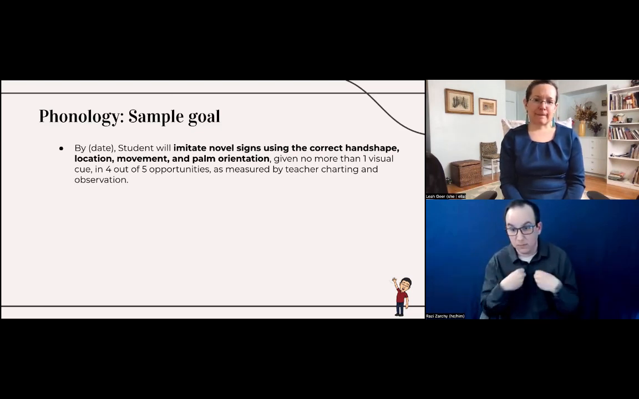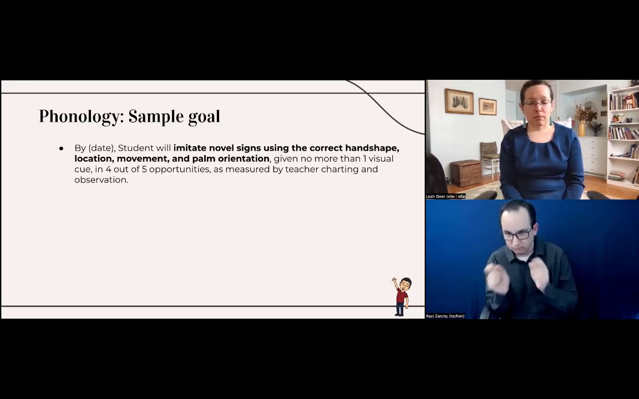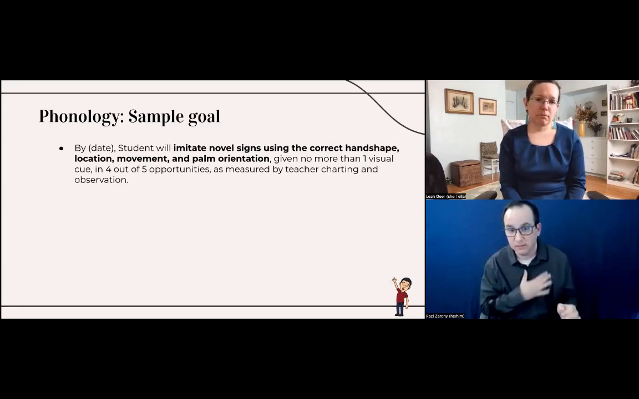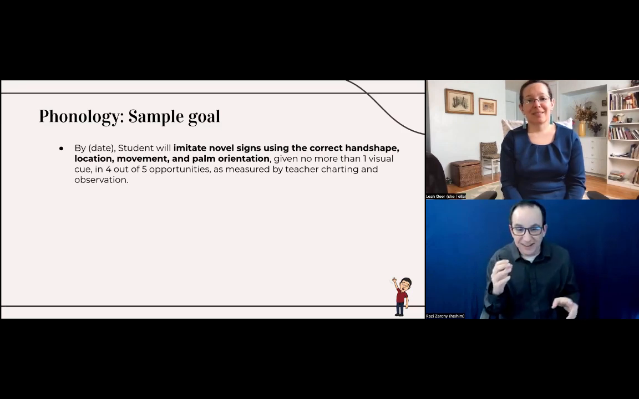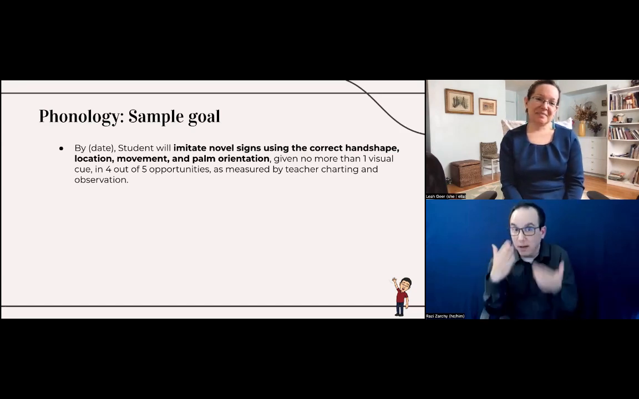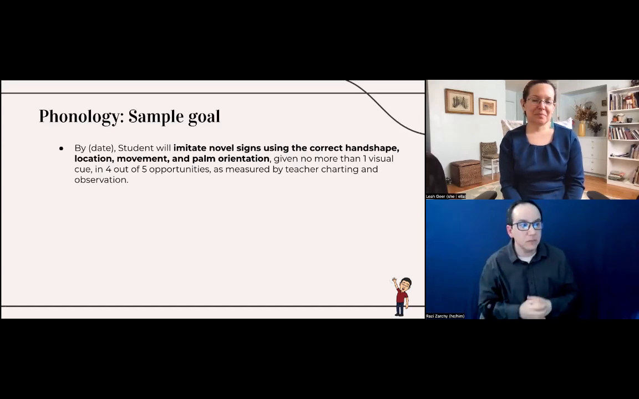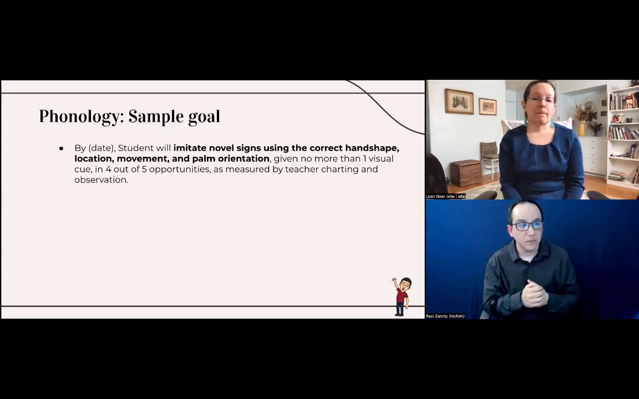I won't go into a deep explanation, but you will have access to these slides after. So feel free to read over this and use what you'd like for yourself and modify them to fit the students you work with. Feel free to, please, because obviously I'm not perfect. If you're looking at this goal and think, oh gosh, I wouldn't use this for any of my students, that's great. No worries. I'm open to feedback. Please do let me know if anything comes to mind. But in terms of phonology, here's a sample goal.